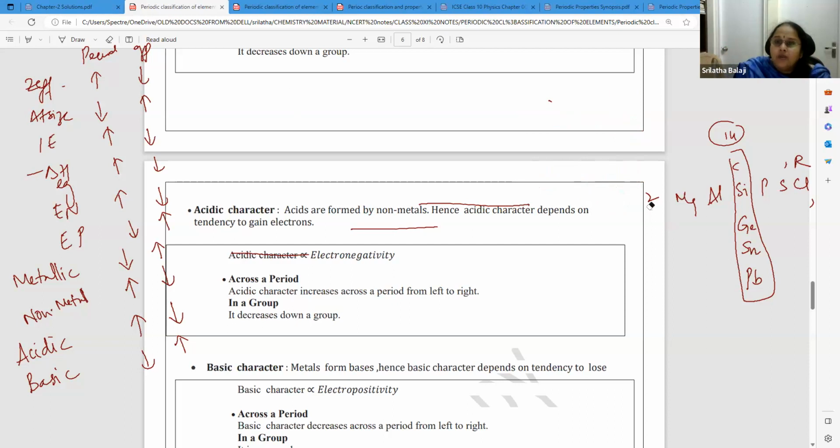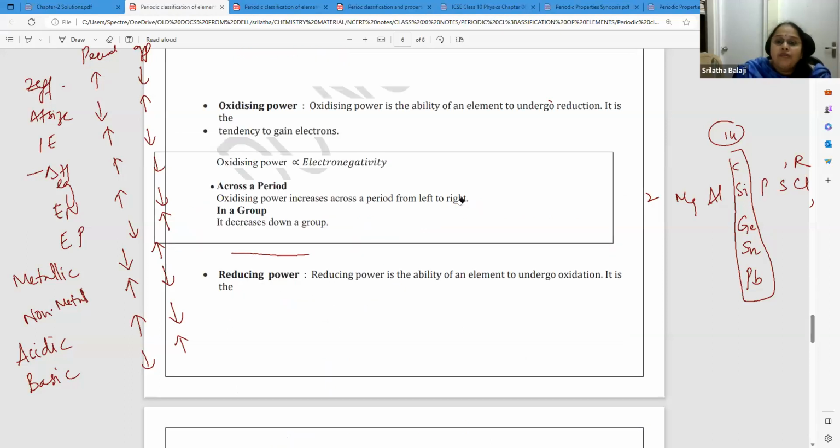Next, the next character we have is oxidizing and reducing power. How do you define oxidizing power? Oxidizing power is the ability of an element to undergo reduction. What do you mean by ability to undergo reduction? How effectively the substance can act as an oxidizing agent, that is, oxidize another substance. That is what is called oxidizing power.